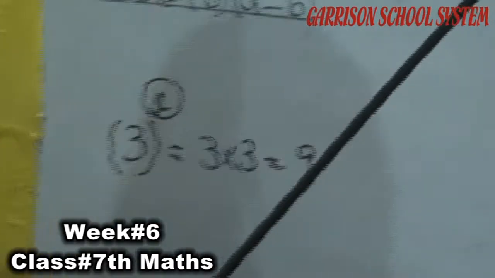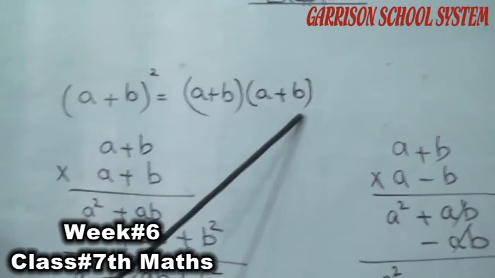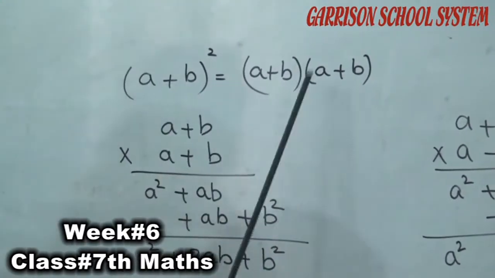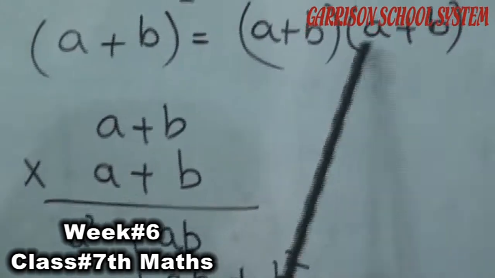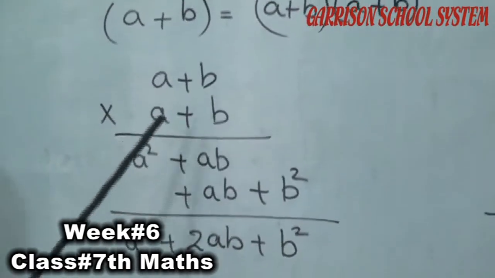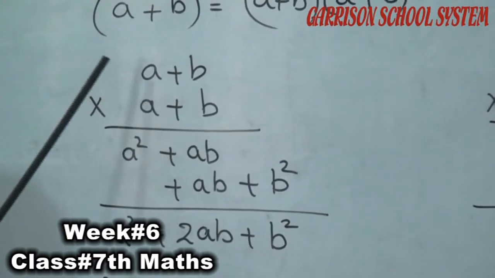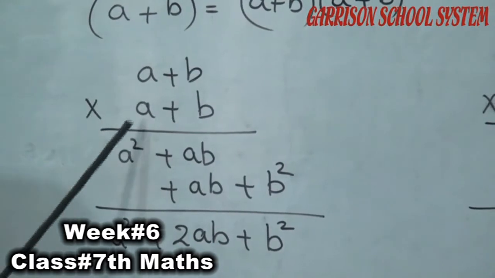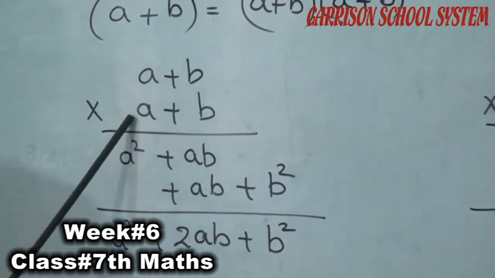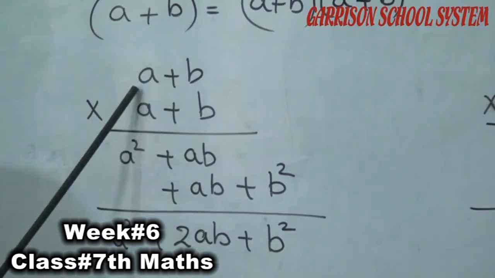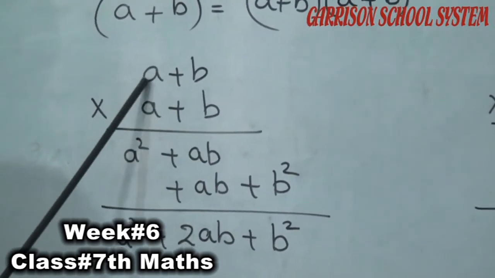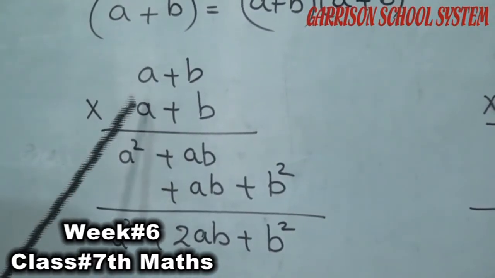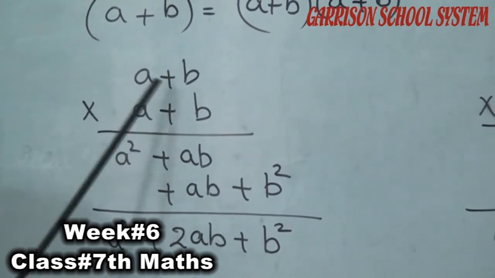So a plus b whole square means a plus b multiplied by a plus b. So I have written this in 2 brackets. A plus b into a plus b. A plus b multiplied by a plus b. How do we multiply this? First of all, this is the first expression and this is the second expression. We have to multiply each and every term of the first expression by each and every term of the second expression. First, I have to multiply a with a plus b.